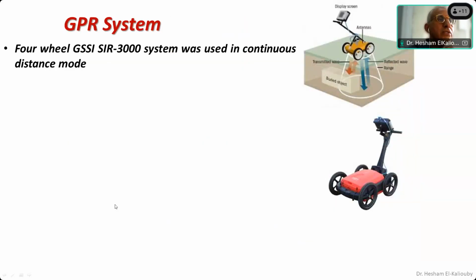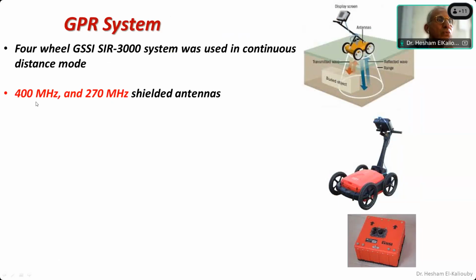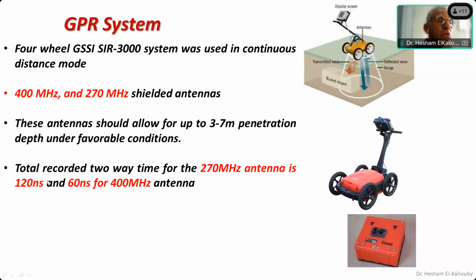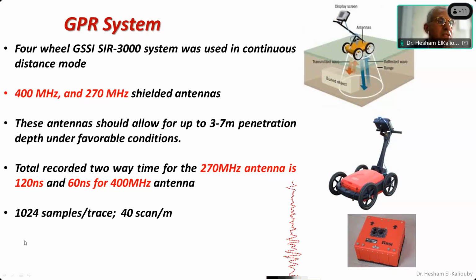I used a GSSI system at this time. I used 2 antennas, 400 megahertz and 270 megahertz, to account for deeper and shallower investigation: high frequency for shallow and 270 for the deeper one. We managed to go from 3 to 7 meters depth. With the 270 antenna, we managed to go about 120 nanoseconds, and with 400 megahertz, we got a time of about 60 nanoseconds. I used 1024 samples to get high resolution, and about 40 scans per meter to account for stacking. We can stack these 40 scans to get a better signal to noise ratio.